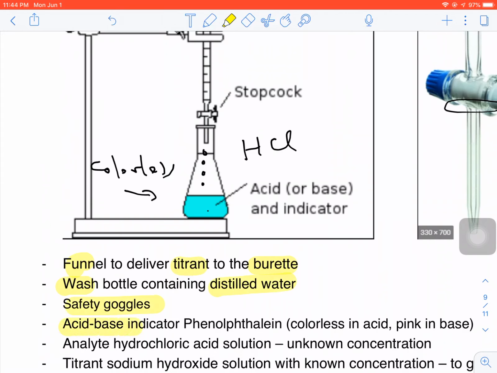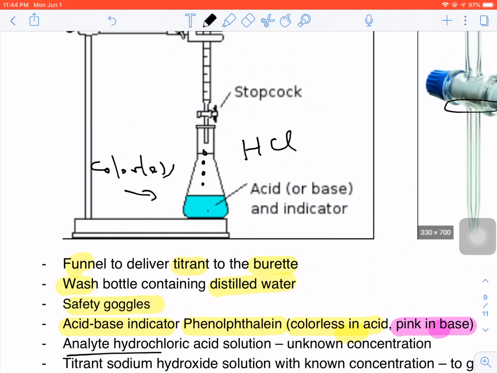We're going to be using an acid-base indicator. Like I said, we're going to use the one called phenolphthalein. Remember, the h is silent. Phenolphthalein is colorless in an acid and pink in a base. So those are our two colors. When I first put the phenolphthalein in, it will be colorless, and once I hit equivalence and go past the end point, it'll turn pink. So again, remember the analyte in this lab.